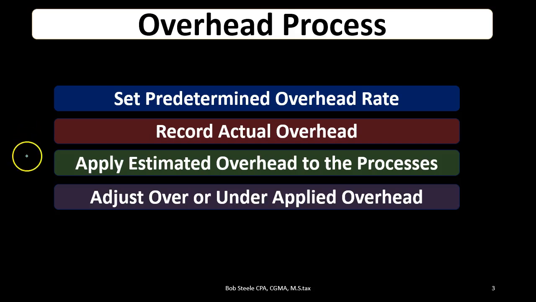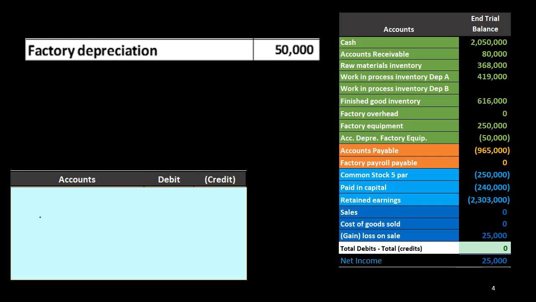And then we're going to apply it out, of course, to the proper department based on our predetermined overhead rate, which is an estimate. These two will not be the same, and therefore we'll have an over or under applied amount, and we'll have to adjust for that, and that'll be the final step. Here we'll be considering what kind of things are going to be included in overhead.